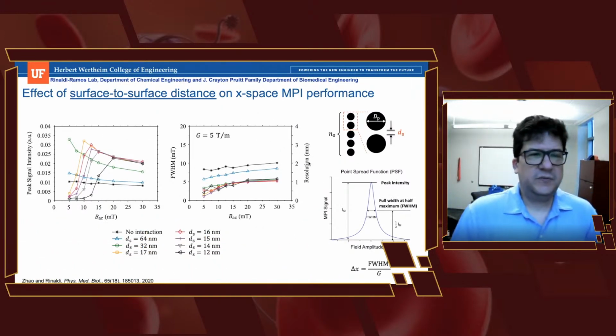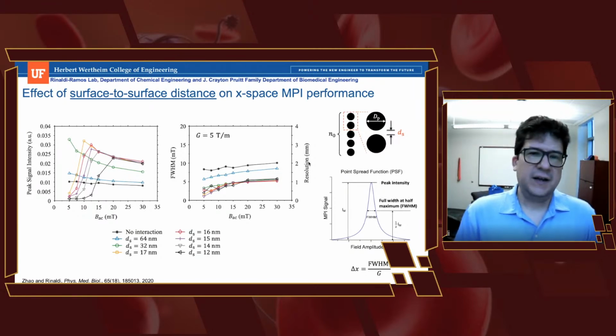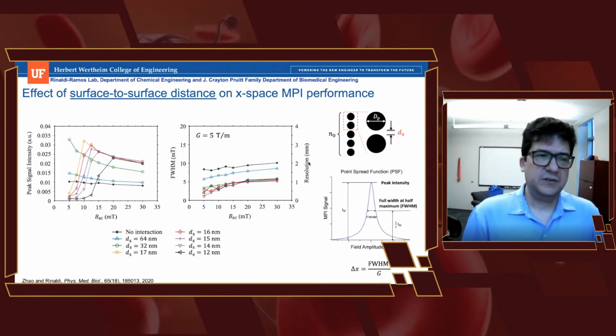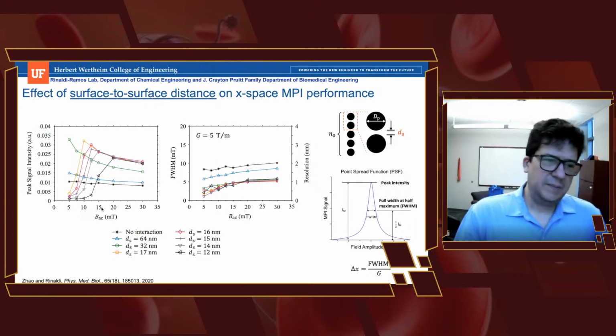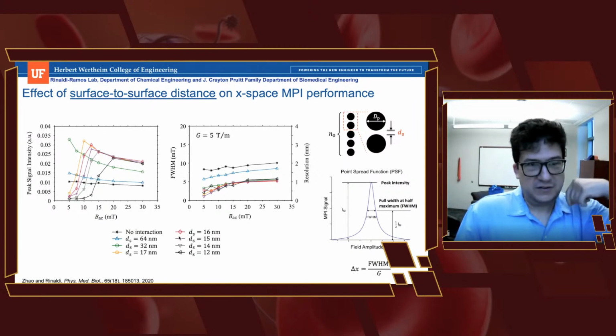Here, I'm showing you results for the effect of particle surface-to-first-surface distance on the X-space MPI performance. This goes to show that by tuning the interactions between particles, which can be controlled through particle size and particle-particle distance, you can obtain different behavior. Also importantly, let me focus on this figure first. This is peak signal intensity, and this is the excitation field. Let's look at, for example, the case where the particles are a separation distance of 16 nanometers, which is in red.